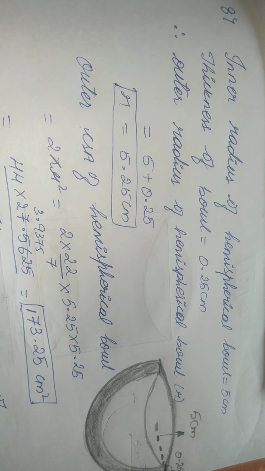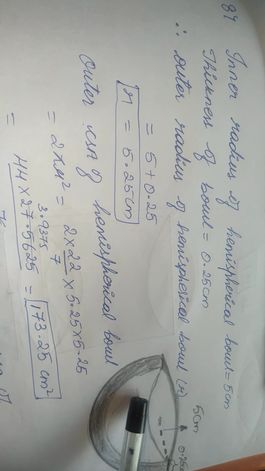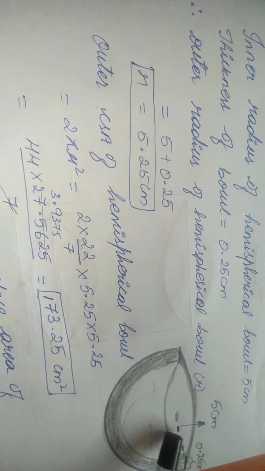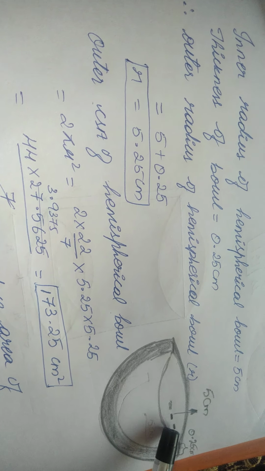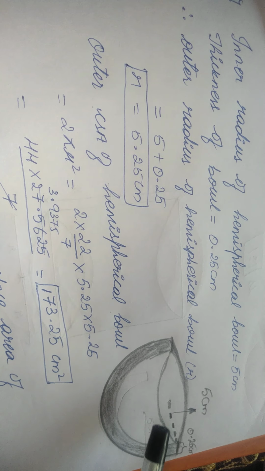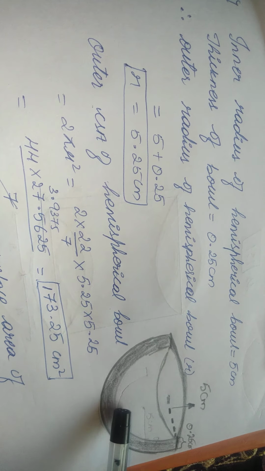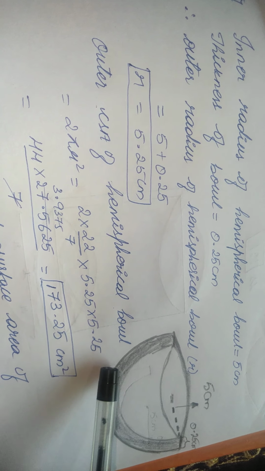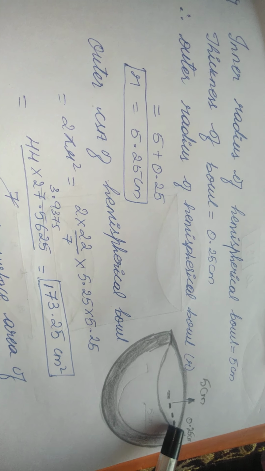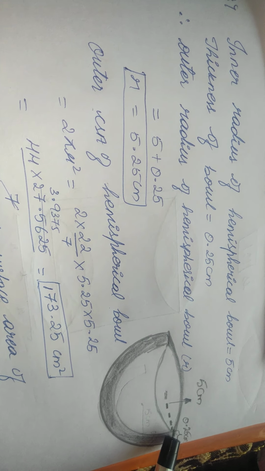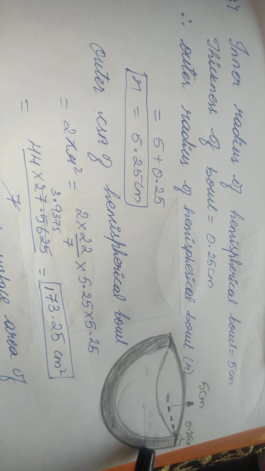As in this question, they have asked to find the outer surface area of the hemispherical bowl, I am adding the thickness to the inner radius. Why? Because they did not ask about the inner curved surface area. They have asked the outer curved surface area. Hence I should add 5 and 0.25 thickness to get the outer radius, children.